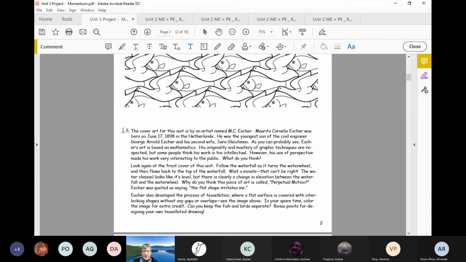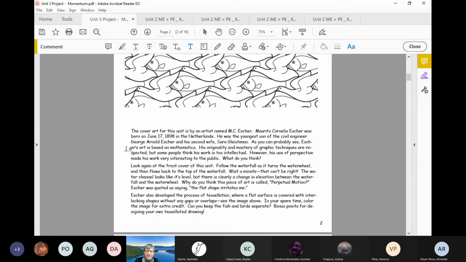The cover art for this unit is by an artist named M.C. Escher. Moritz Cornelius Escher was born on June 17, 1898 in the Netherlands. He was the youngest son of the civil engineer George Arnold Escher and his second wife, Sarah Gleichmann. As you can probably see, Escher's art is based on mathematics. His originality and mastery of graphic techniques are respected, but some people think his work is too intellectual. However, his use of perspective made his work very interesting to the public.